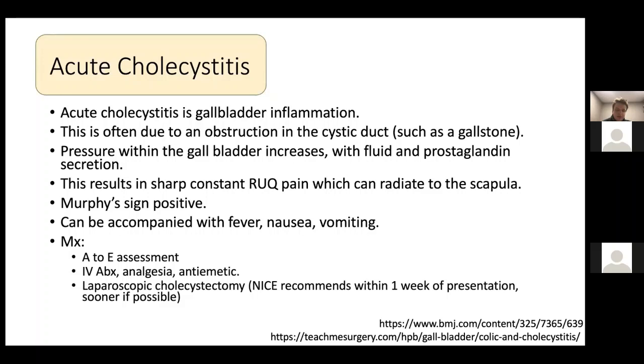So things to bear in mind with these, again, A to E assessment with all of these patients. Start them on IV antibiotics if indicated. Like I said before, analgesia, and if they're feeling sick, antiemetic. And with these patients, laparoscopic cholecystectomy again, within 1 week, but ideally as soon as possible. So really within 72 hours, if possible.